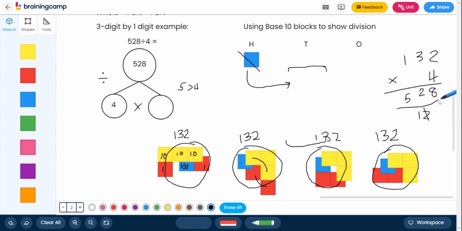And ta-da! Not magic, but math. So there you have it. I hope this really helps, and challenge yourself with 4-digit numbers.